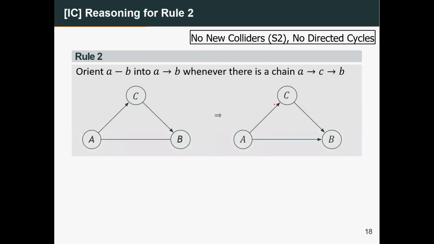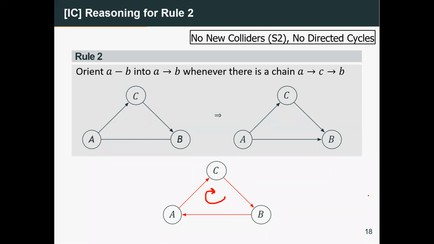For the second rule, the idea is that if we have this edge A to B here, and we have this chain A to C to B, I should draw the arrows, then we can orient A going to B like this. And once again, we can look at what happens if we orient the other way. Specifically, there's a cycle here. Does this make sense so far?